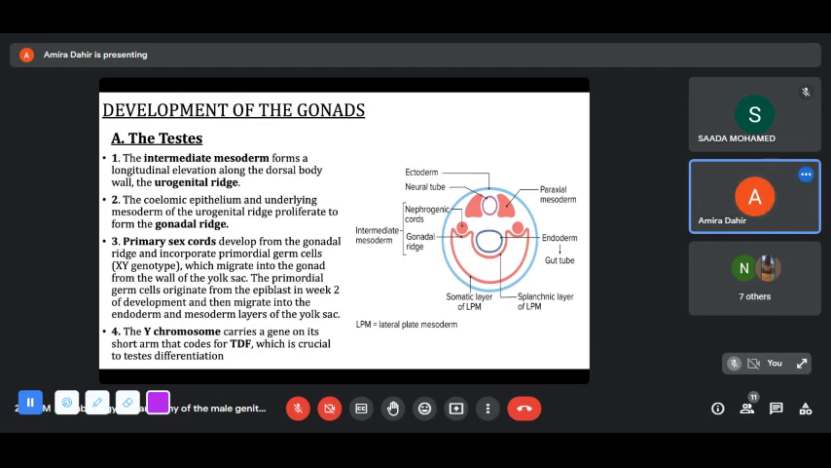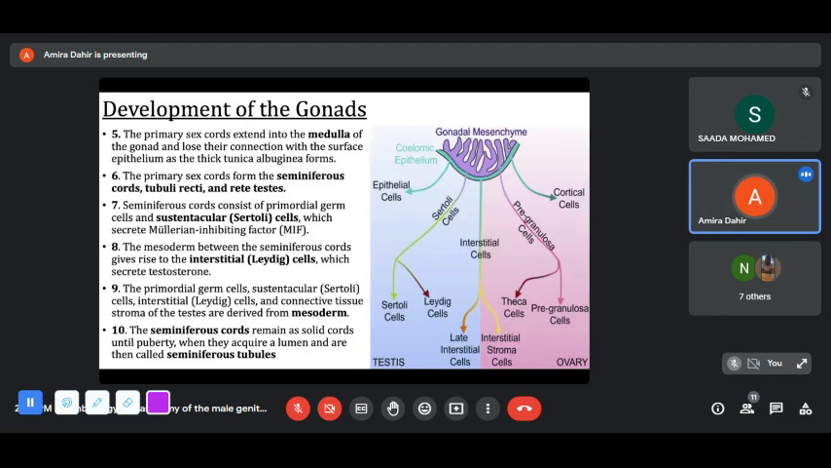As I mentioned earlier, the Y chromosome leads to the formation of seminiferous cords made of germ cells and Sertoli cells, which secrete Mullerian inhibiting factor. The mesoderm between the seminiferous cords gives rise to Leydig cells, which secrete testosterone. The primordial germ cells, Sertoli cells, the Leydig cells and connective tissue stroma of the testis are all derived from the mesoderm. The seminiferous cords remain as solid cords until puberty, when they acquire lumen and are called seminiferous tubules.